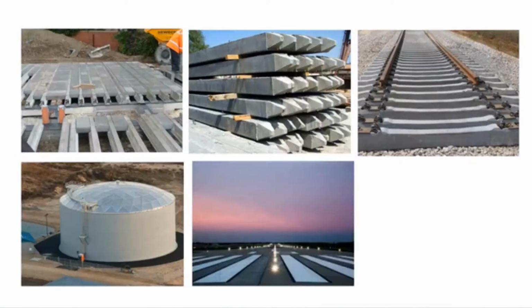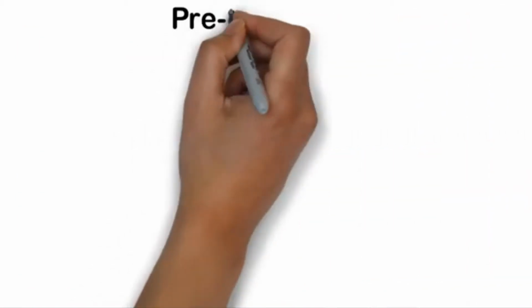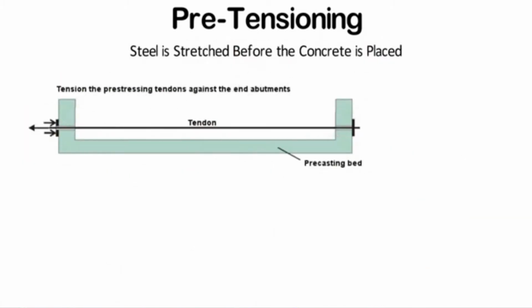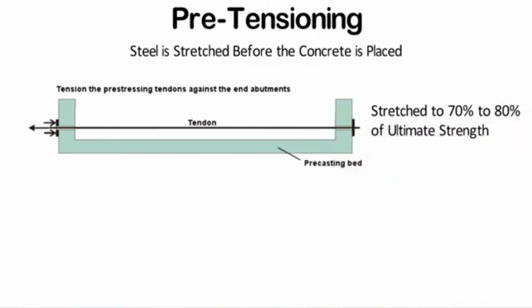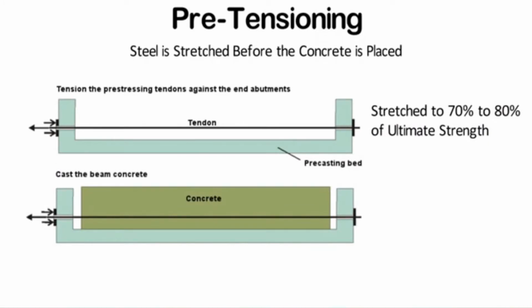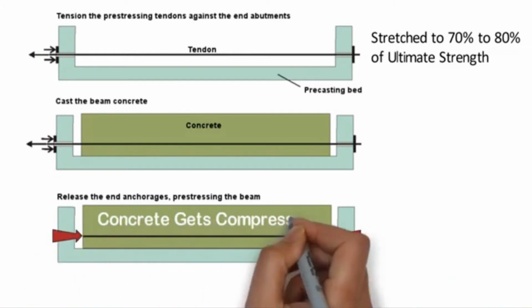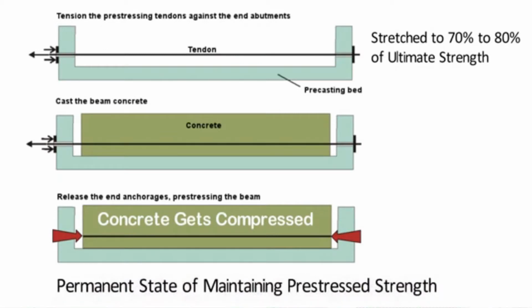Pre-stressing can be done in 2 ways. One is pre-tensioning and other is post-tensioning. Let us discuss about pre-tensioning first. In pre-tensioning, the steel is stretched before the concrete is placed. High-strength steel tendons are placed between two ends and stretched to 70 to 80% of their ultimate strength. Later, the concrete is poured around the tendons and allowed to cure. Once the concrete reaches the required strength, the stretching forces are released. When highly stressed steel attempts to contract, the concrete gets compressed. Then the concrete will be in a permanent state of maintaining pre-stressed strength.